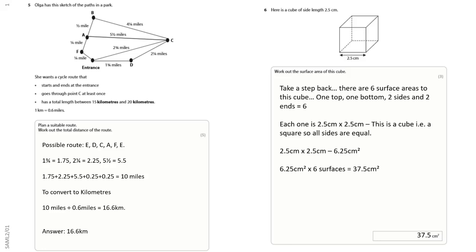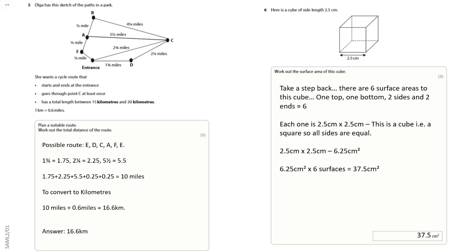So have a look. I've done a potential route there for you. I've written that down. What you need to do, to make your life simpler, is put everything into points of miles, so to speak. So, for example, 1 3/4 is 1.75 miles, 2 1/4 is 2.25, 5 1/2 is 5.5. So almost think about that for a moment as lots of 25p.